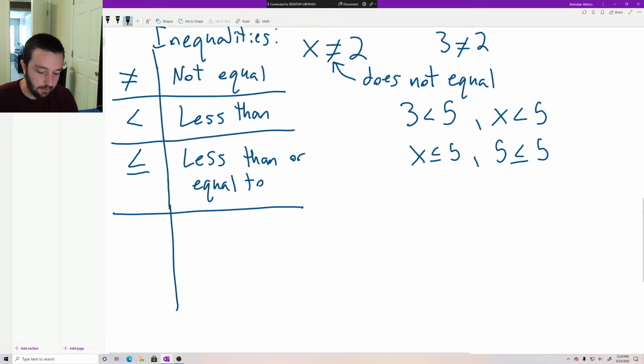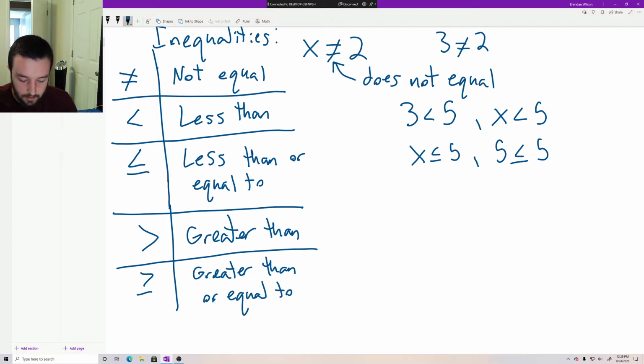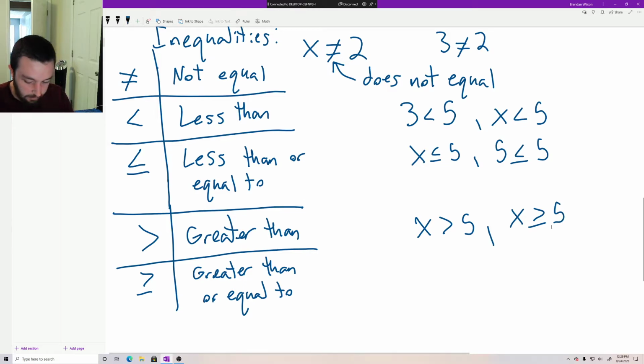On the other hand, we might want to say greater than, the opposite of less than. Or similarly, greater than or equal to. So we could say x is greater than 5. So x could be 6, 7, 8, 9, etc. X is greater than or equal to 5. So x could be 5, 6, 7, 8, etc.